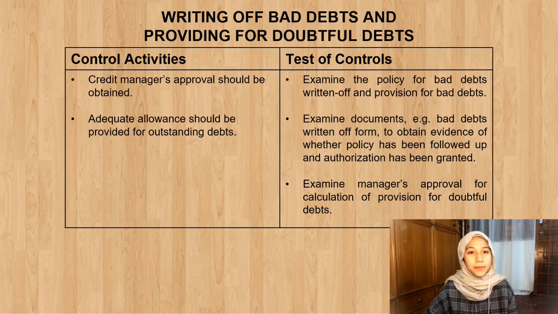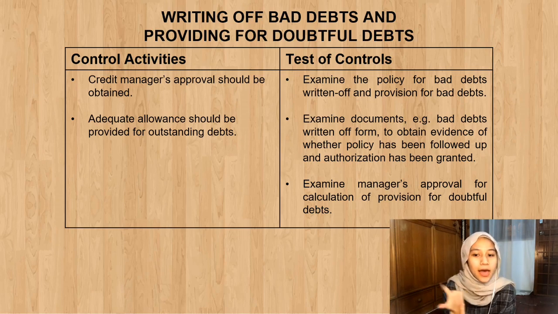Okay, the last example of internal control is writing off bad debts and providing for doubtful debts. The control activities are that the credit manager's approval should be obtained and adequate allowance should be provided for outstanding debts. So the tests of controls are to examine the policy for bad debts written off and provision for bad debts, and examine documents such as the bad debt written off form, to obtain evidence that the policy has been followed and authorization has been granted. The third one is to examine the manager's approval for the calculation of provision for doubtful debts.